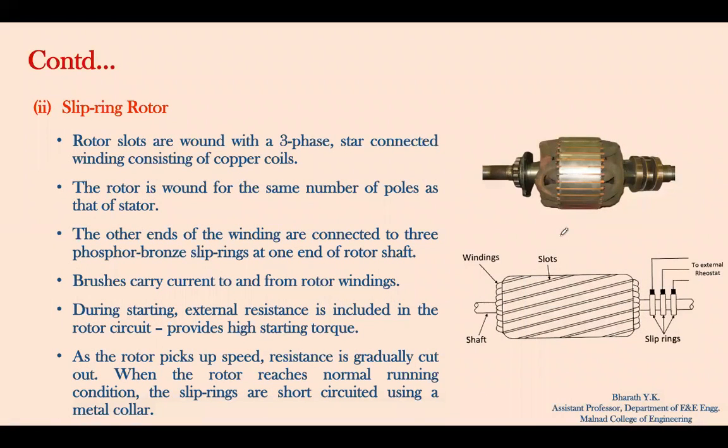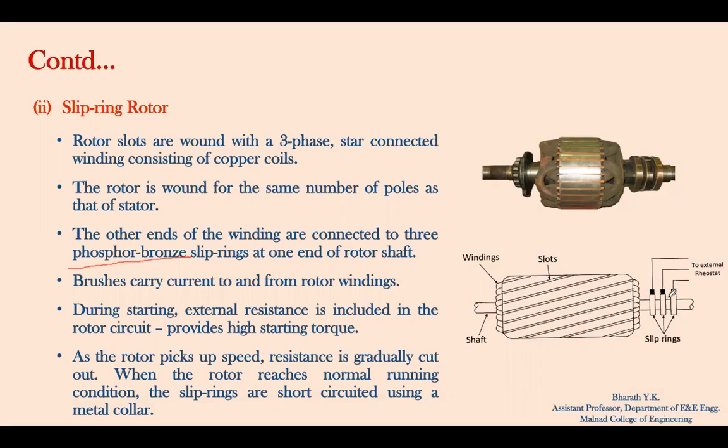In case of a slip ring induction motor, the rotor slots are wound with three-phase star-connected winding consisting of copper coils, which are wound for the same number of poles as that of the stator. The other ends of the winding are connected to three slip rings, which are situated at one end of the rotor shaft. These slip rings are made of phosphor bronze alloy. Three carbon brushes slide over the slip rings, which carry the current to and from the rotor windings.